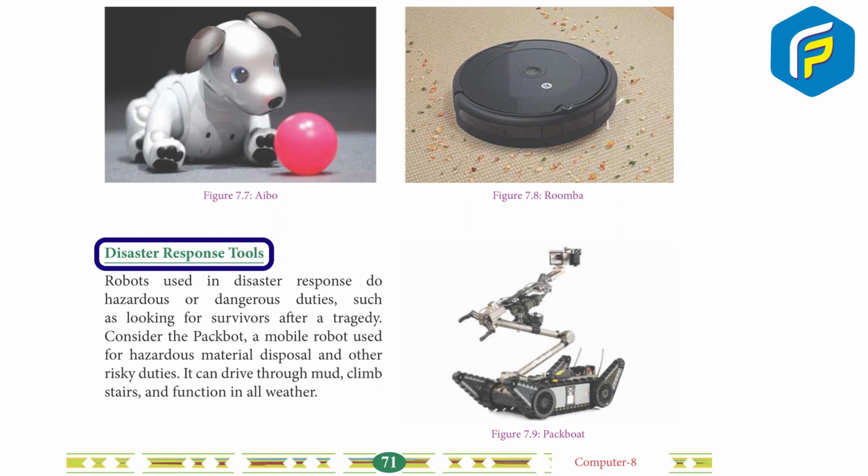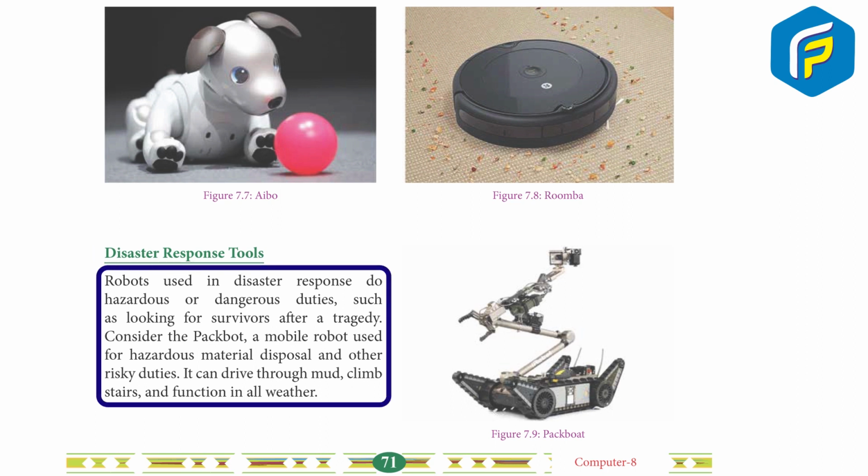Disaster response robots. Robots used in disaster response do hazardous or dangerous duties, such as looking for survivors after a tragedy. Consider the PackBot, a mobile robot used for hazardous material disposal and other risky duties. It can drive through mud, climb stairs, and function in all weather.